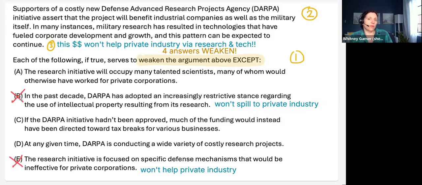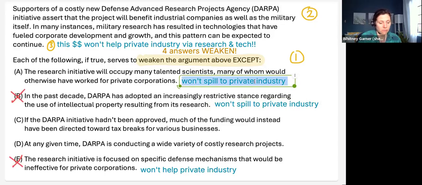So now let's look at some of the other choices. We'll just do them in order. If we look at A, if this research is going to take up a bunch of talented scientists, people who would have worked in private corporations but now won't, now are going to be sucked into the military. Is that helping private industry or potentially hurting it? That might hurt private industry directly. So let's hang on to that one for a minute.